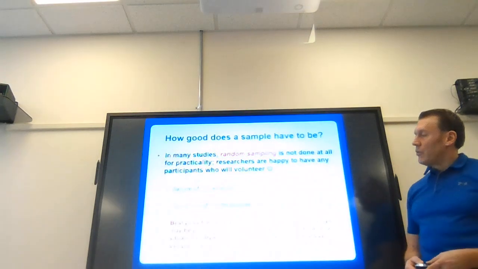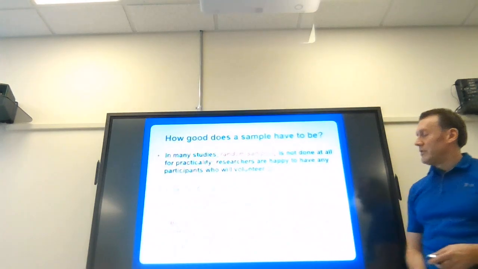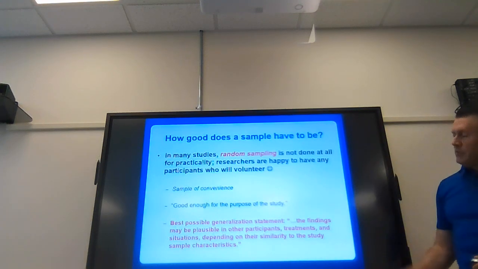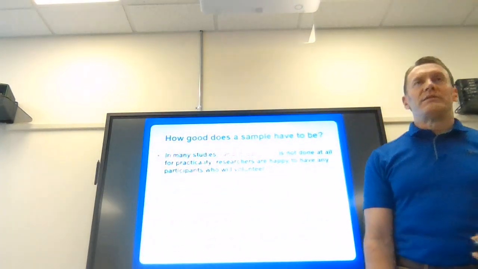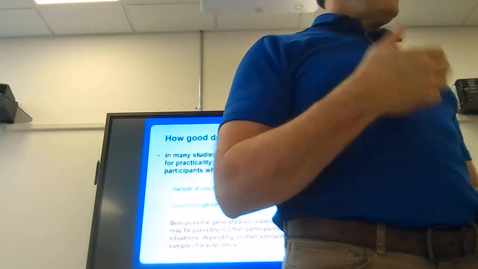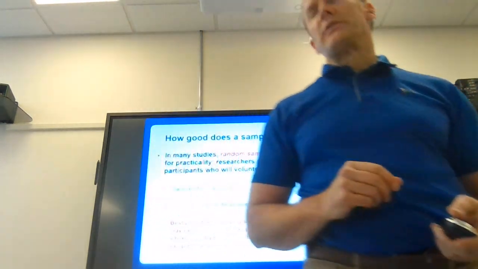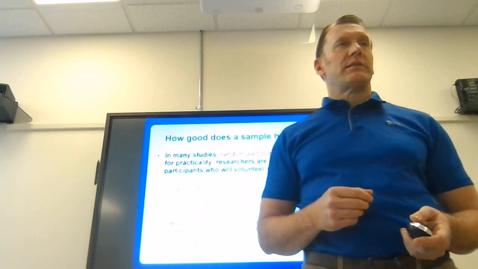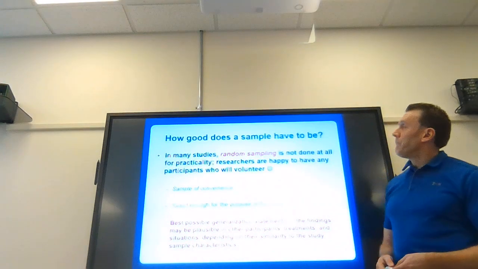Oftentimes you'll see research where, right at the very end, in the application section, it'll give the best possible generalization statement, which is that the findings may be plausible in other participants, treatments, and situations, depending on the similarity to the study sample characteristics. So you're looking at a study and saying, okay, I can apply this as long as I'm a similar person to what was being studied. So that's why you go through the subjects section. In your research proposal, describe the characteristics of subjects, because that has a lot to do with whether you can generalize or not.